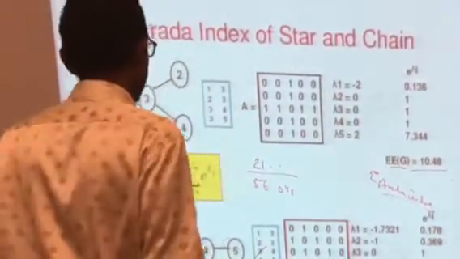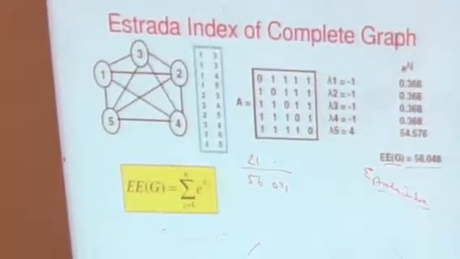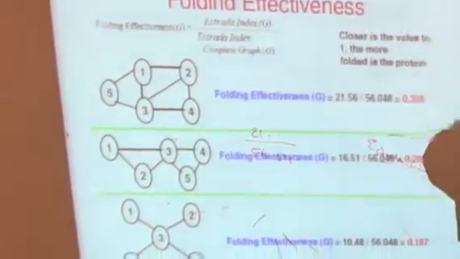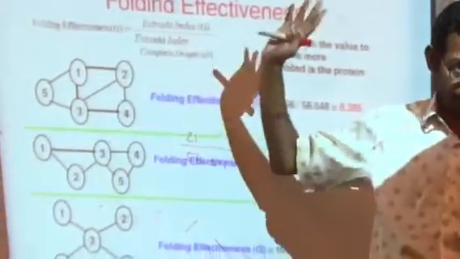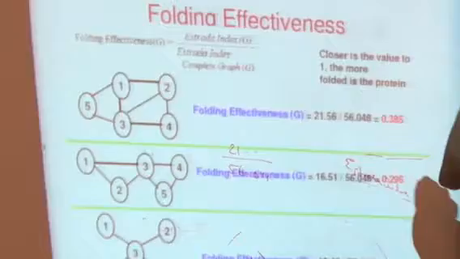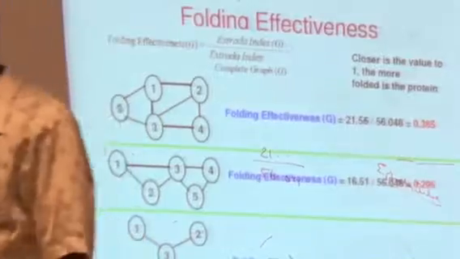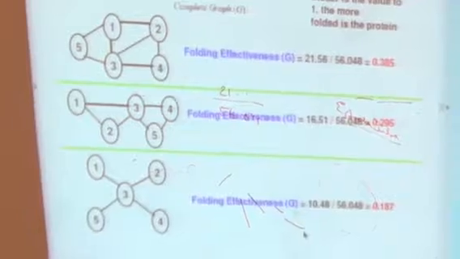So if you want to find the folding index, the folding effectiveness, find the Estrada index, which is the sum of all the e to the power of eigenvalues for the given graph. Then, based on the number of vertices in the given graph, like in this case all the graphs I show here have 5 vertices, find the Estrada index for a complete graph of those 5 vertices and take the ratio. We can call that the folding effectiveness. If it is 1 or close to 1, it's an indication that the protein has completely folded.